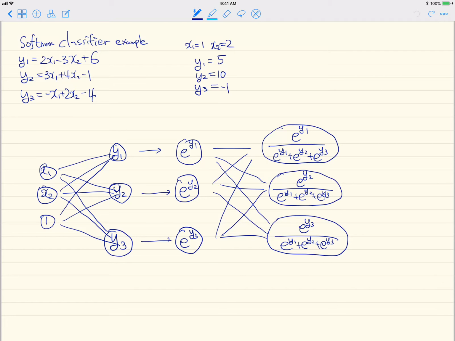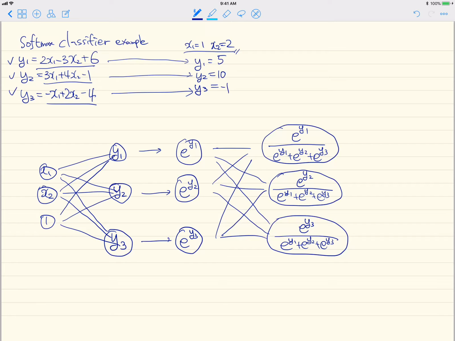Next, let me discuss the relation between the softmax classifier and also the logistic regression. Okay, so this is the example of softmax classifier. Suppose we have three classes like these, and then their own linear classification coefficients as follows. And then suppose our input data has the feature values 1 and 2 for the first and the second feature. And then each of these y1, y2, y3 are computed as follows.